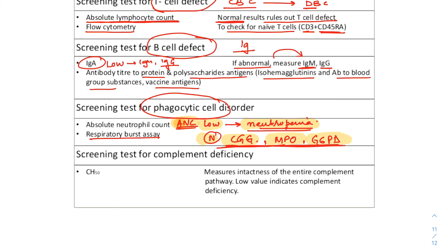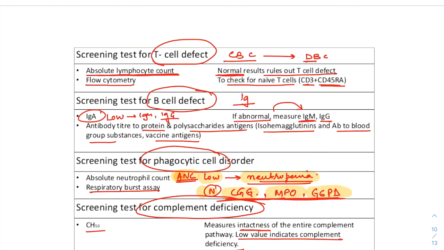Next, we check for the complement deficiencies. We check the CH50, which measures the intactness of the entire complement pathway. A low value indicates complement deficiency, right? We will discuss the confirmatory tests for all the defects, the B cell, T cell, phagocytic, and complement, in the subsequent lectures when we discuss the various immunodeficiencies one by one.